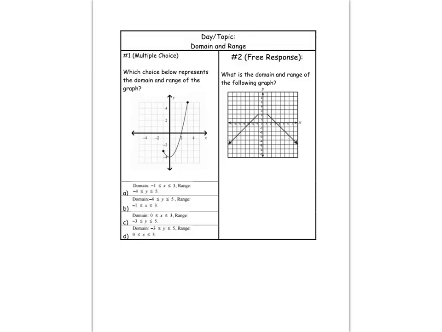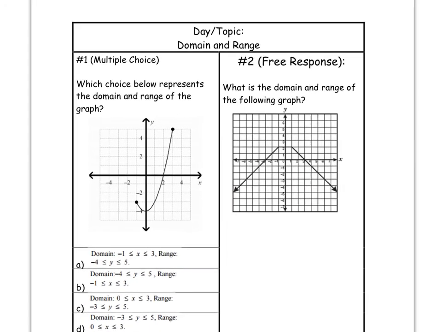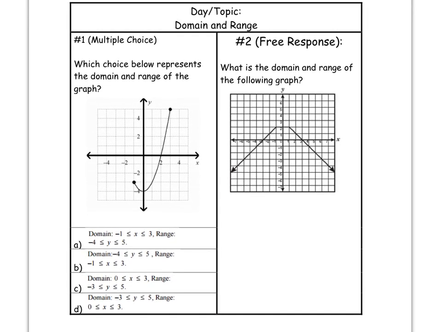Video question. Okay, now it is your turn. So let's take a look at these two video questions. Which choice below represents the domain and range of the graph? So again, keep in mind that you want to kind of box them in. Here's the lowest point on our y-axis and the highest point on our y-axis. And since there's dots on either end, this is the furthest to the left on our x-axis and the furthest right on our x-axis.